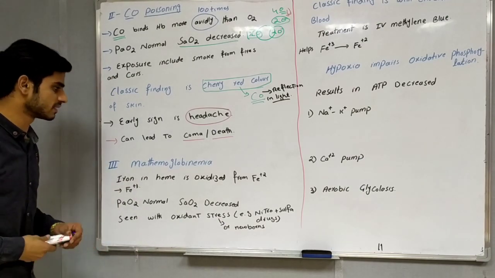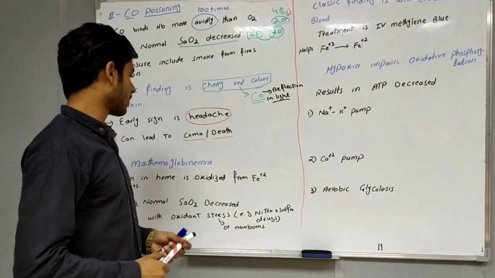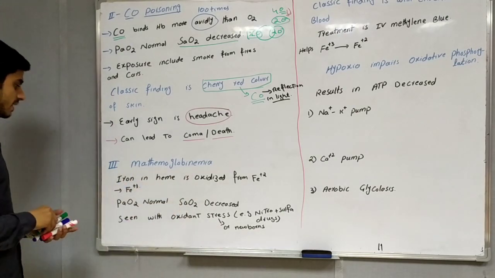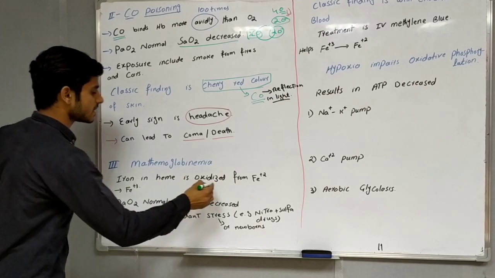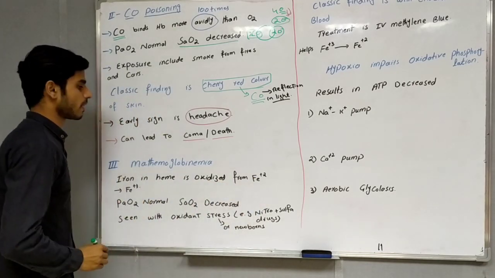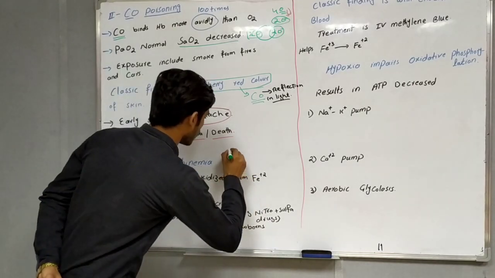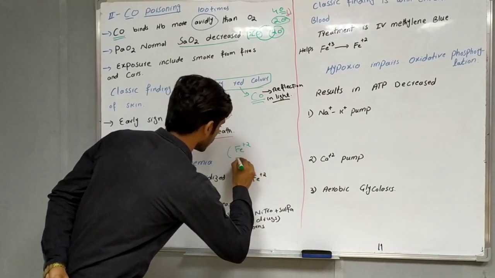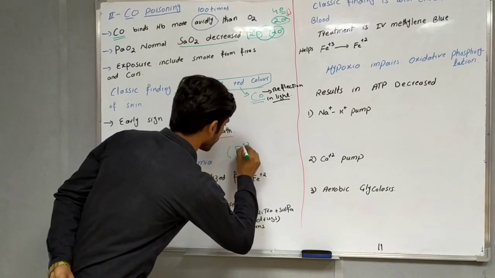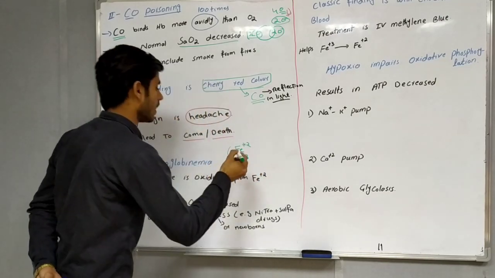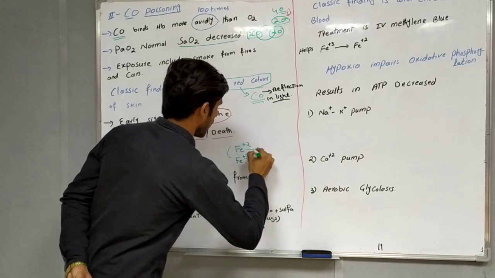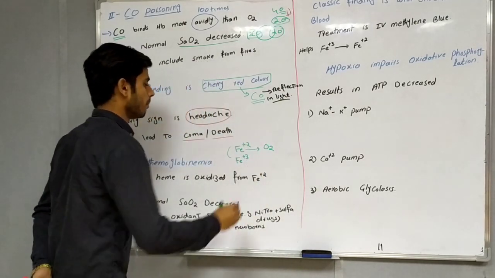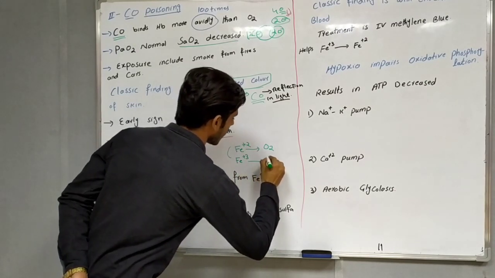Methemoglobinemia is the third point, which decreases the oxygen carrying capacity of blood. How is this possible? What is methemoglobinemia? It is when the iron in heme is oxidized from Fe+2 to Fe+3. Normally hemoglobin has both Fe+2 and Fe+3, Fe+3 in a small amount and Fe+2 in a great amount. Fe+2 will bind with oxygen, but Fe+3 will not bind with oxygen.